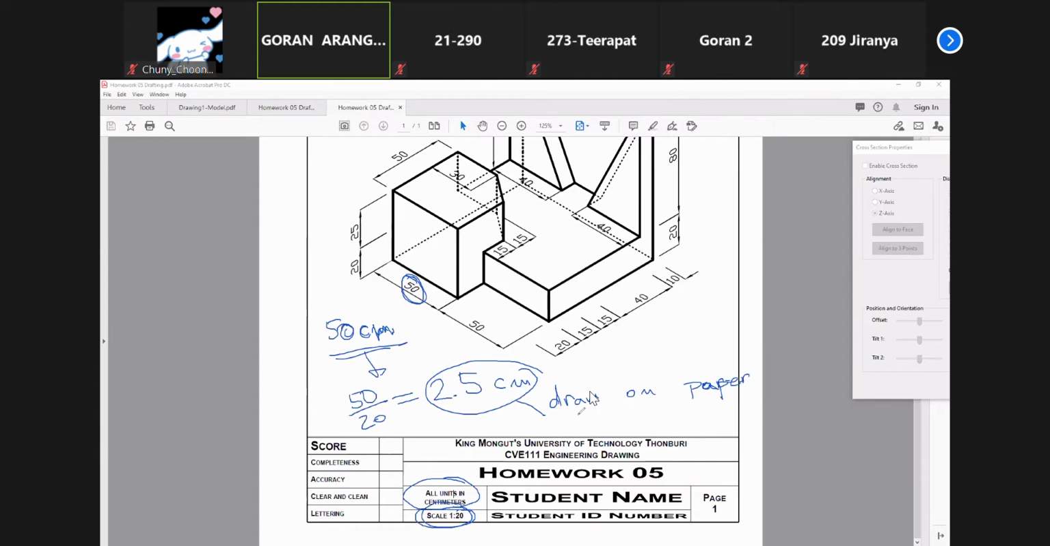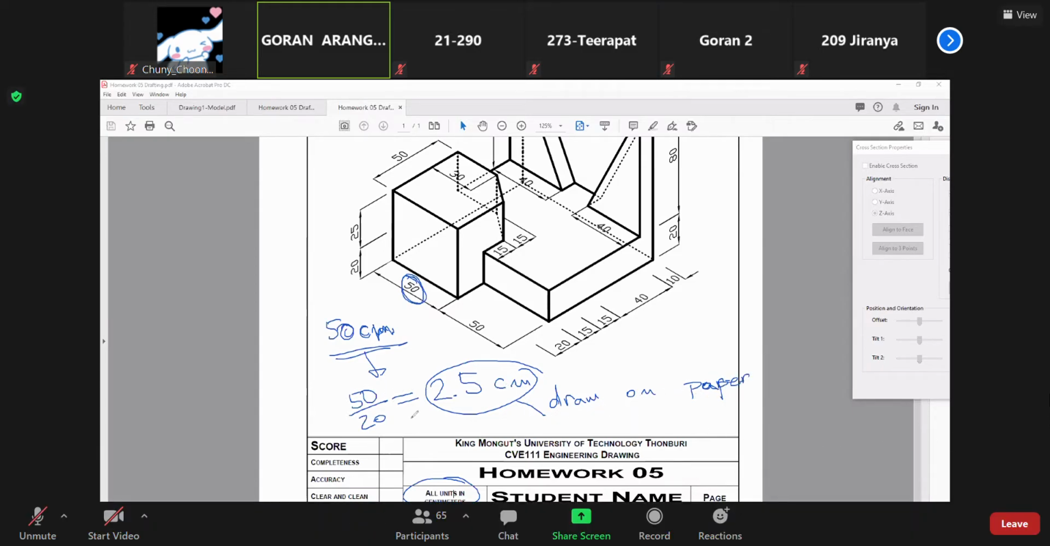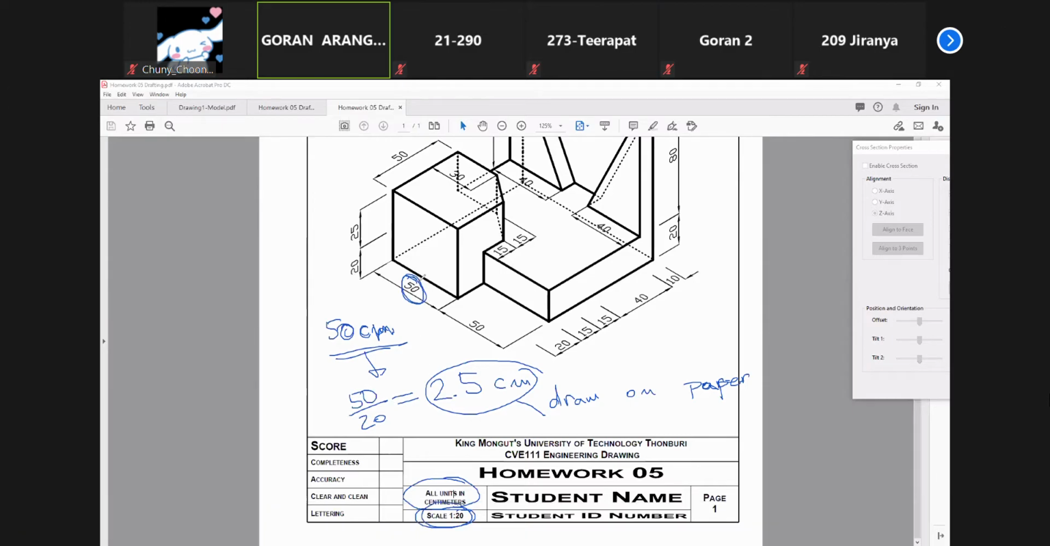So when you are using dimensions, you always place the real number, so the real dimensions, while for drawing, you are using the scaled length. So this is just scaling down the length while the numbers stay the same.